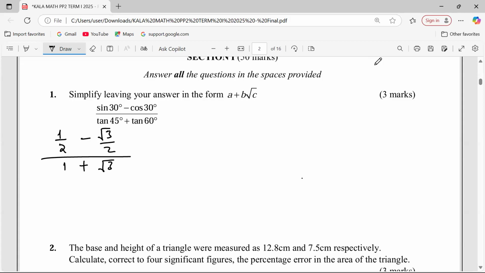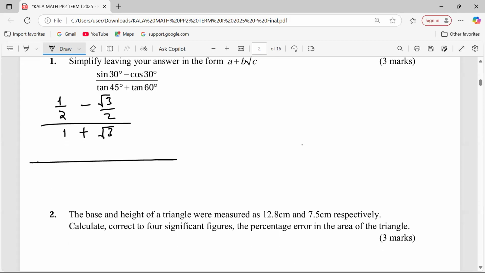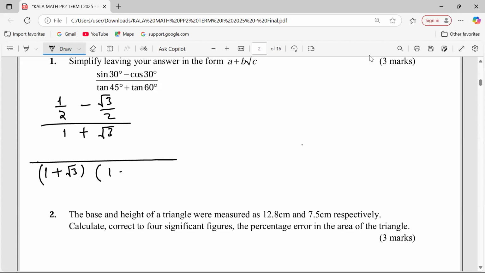To simplify a surd simply means rationalizing the denominator. And how do we rationalize the denominator? We write 1 plus the root of 3. This is the surd. Then we multiply it by its conjugate. So the conjugate of this denominator shall be 1 minus the root of 3. So that is a surd and its conjugate. The same conjugate should multiply the numerator also: half minus root 3 over 2, into 1 minus root 3. So the conjugate multiplies both numerator and denominator.